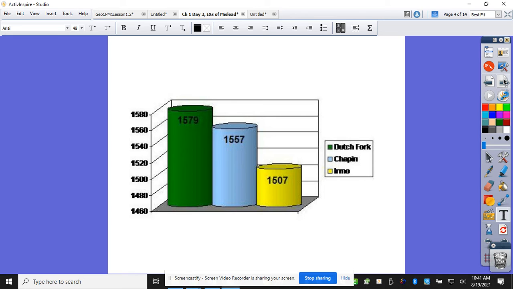I would imagine Dutch Fork is the one who came up with this data, or not data, this graph. What's wrong with this one? You can't tell where the top of it is. What else? Didn't go all the way down to 0, so they're trying to make it look like what? A bigger difference than it actually is.